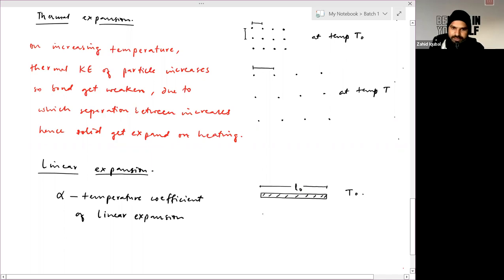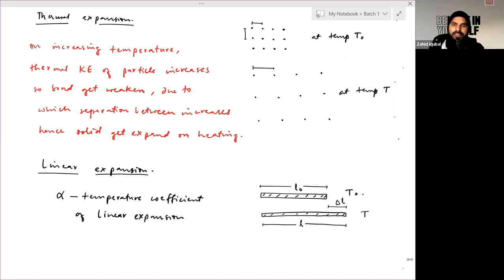So what will happen on increasing its temperature? Length will increase up to this point. It means it will become L at some temperature T. So there is change in length from this point to this point, let's say delta L. So this alpha simply defines you at what rate the length of a particular rod will increase or decrease with respect to change in temperature. So first write it down, then I'm defining this alpha.